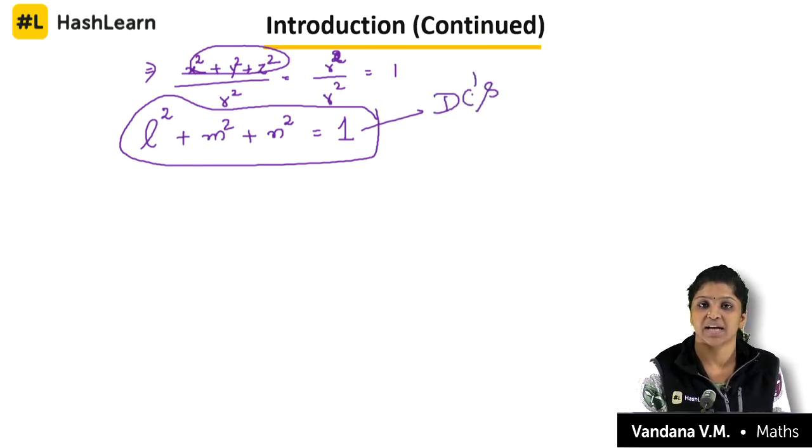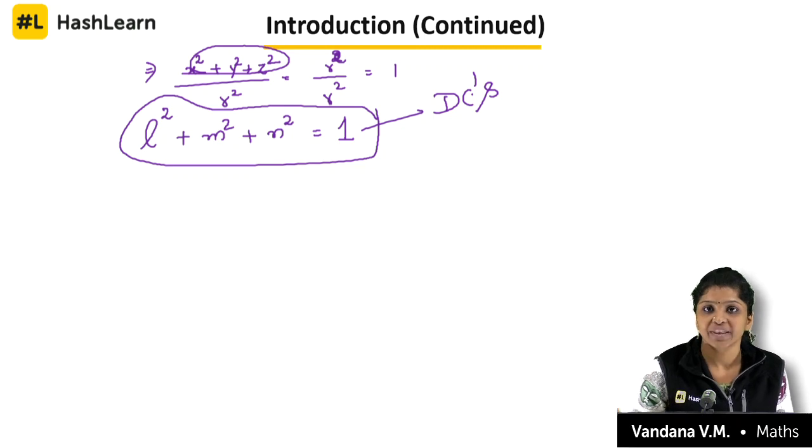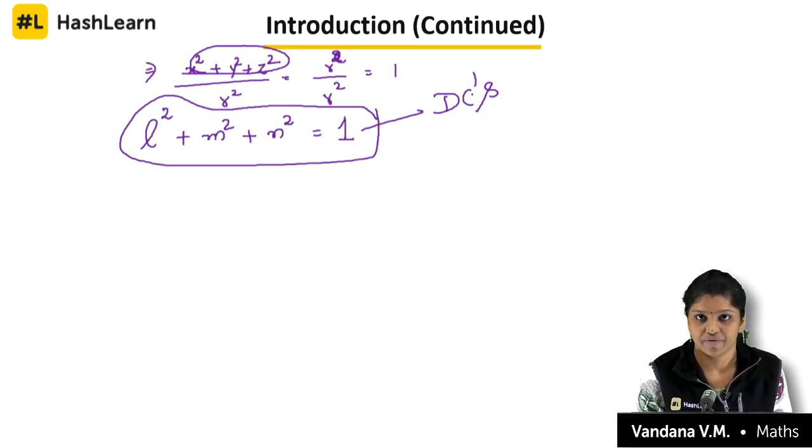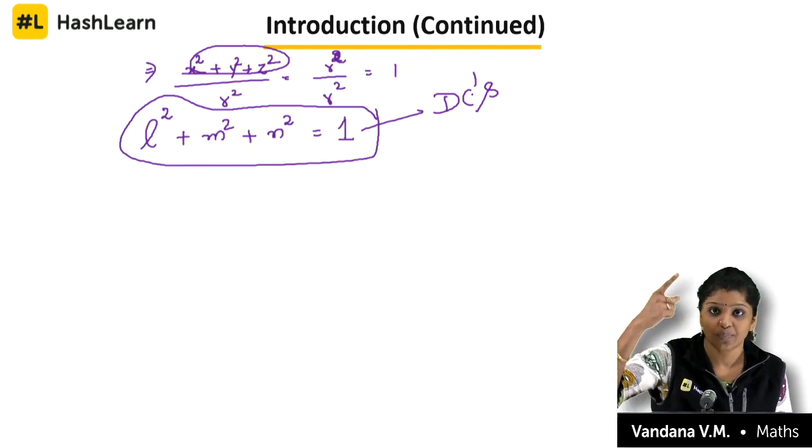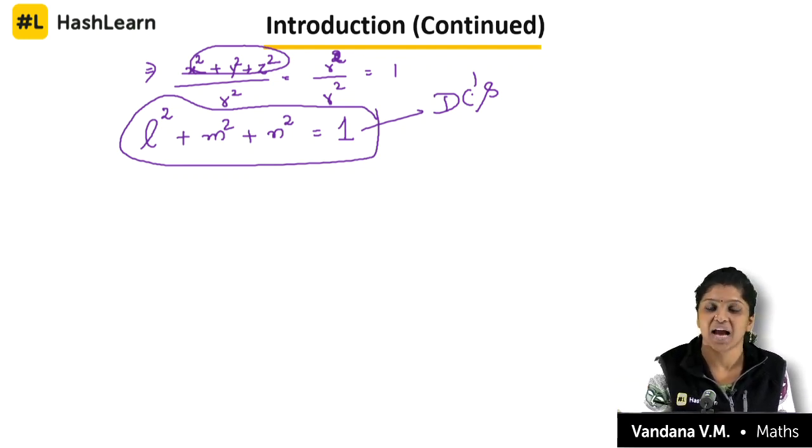Understood, right? What are direction ratios, and what are direction cosines? Direction ratios means along the x-axis how many units you have to walk. Direction cosines means how much angle that point is making from the x-axis. So that is direction cosines. Clear? Any doubts?